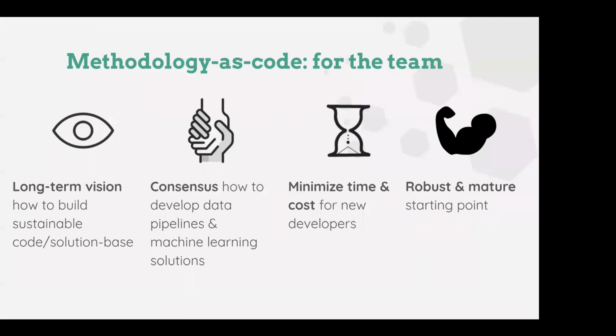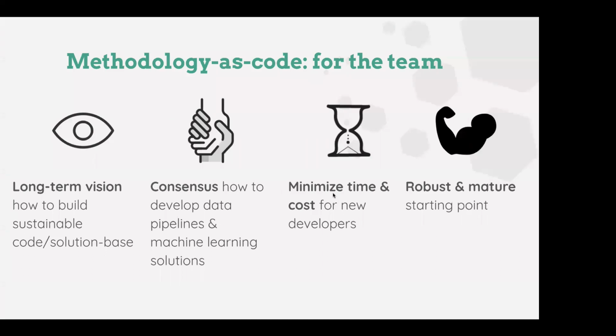So if you think about a few characteristics that you'd like to have, it could be a long-term vision. How are we going to build sustainable code, a sustainable solution base that can be deployed? How can we have a consensus about how we'll develop these data pipelines and these machine learning solutions? How will we minimize the time and the costs for new developers?